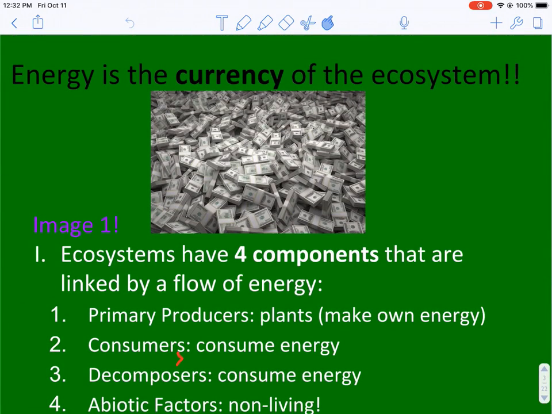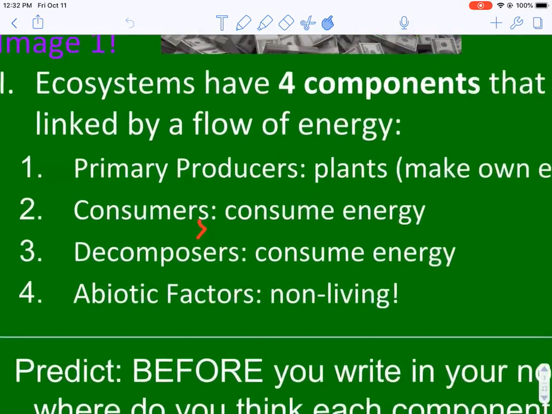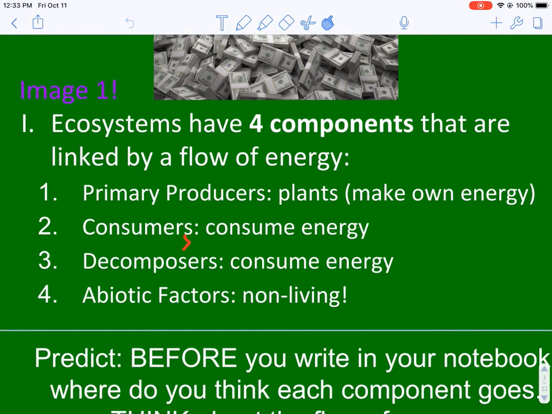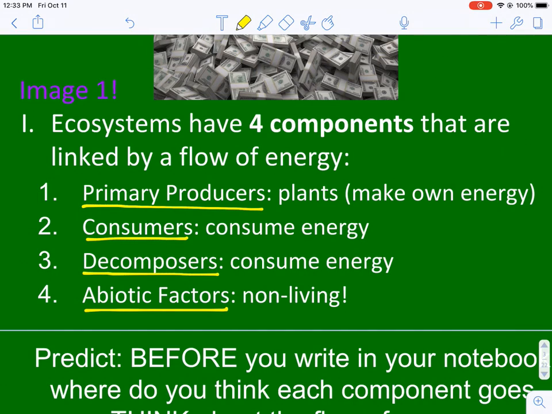So energy in an ecosystem is like money. It's currency that gets passed back and forth together between these 4 different components. So next to image 1, you want to have the title of this section, ecosystems of 4 components linked by a flow of energy. And these are the 4 components. Primary producers, these are plants. They make their own energy. Consumers, these things consume energy. Decomposers, they also consume energy in a different way. And abiotic factors, non-living.